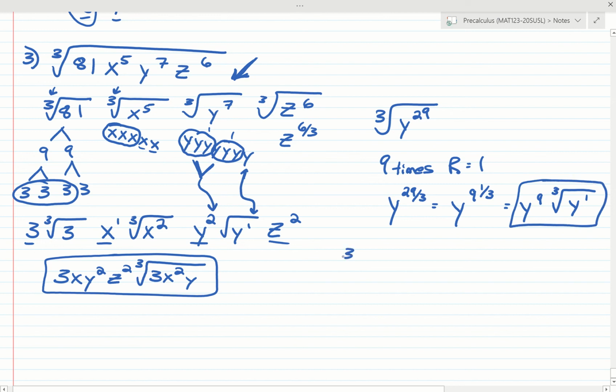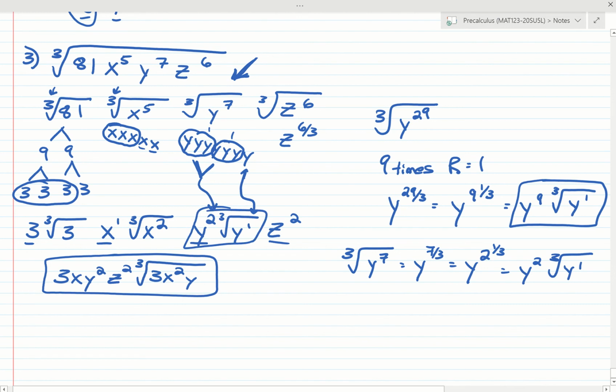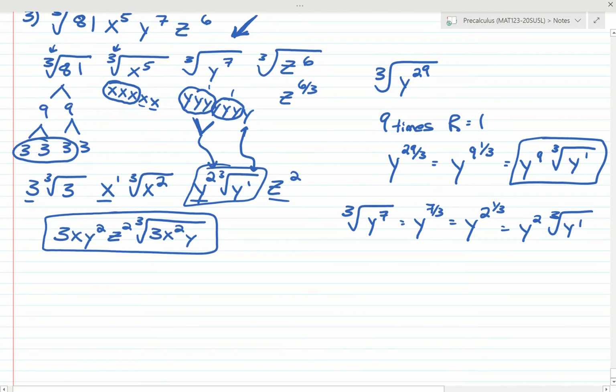So looking at the problem we just worked on, the cubed root of y to the 7th, might have been a little bit faster if we just said y to the 7/3. 3 goes into 7 twice with 1 left over. So using our property that I just showed you, the answer would be y to the 2nd times the cubed root of y to the 1st, which is the same thing that we had over here. So I like showing different ways to do these problems.